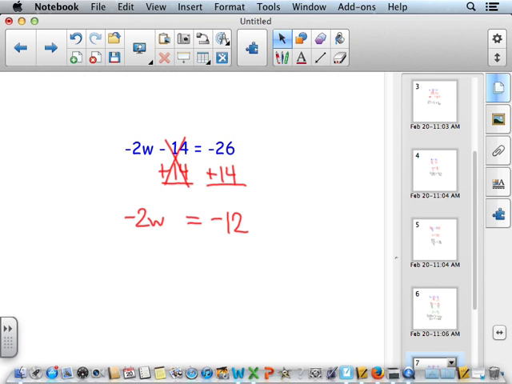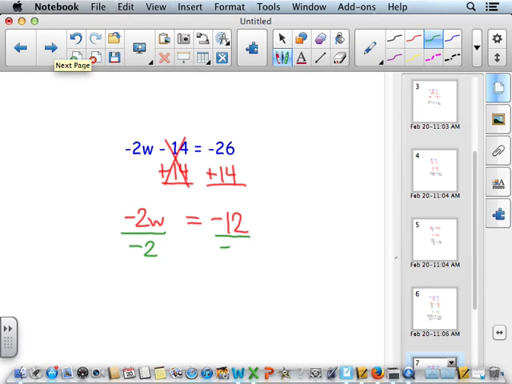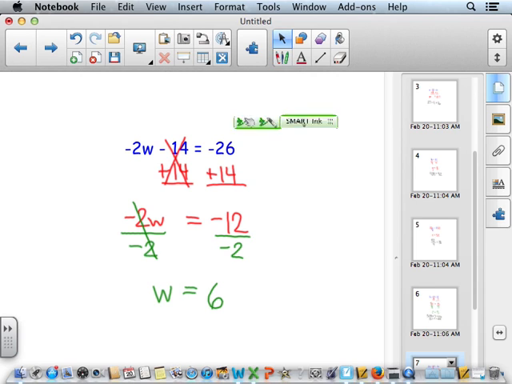Because I'm multiplying my variable term by negative 2, to solve, I will divide each side of my equation by negative 2. Negative 2 divided by negative 2 is 1, and 1w is just w. Negative 12 divided by negative 2 is positive 6, so my solution is w equals 6.